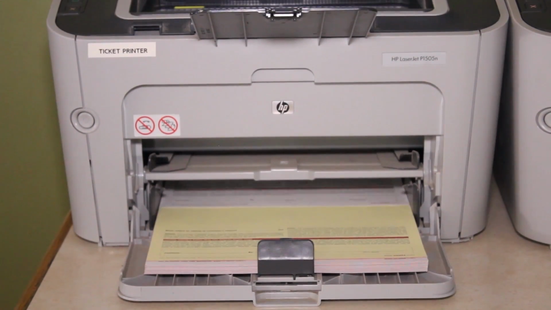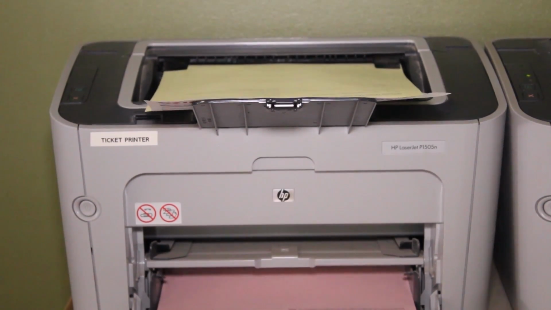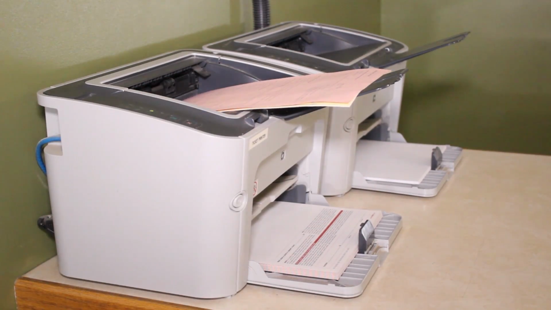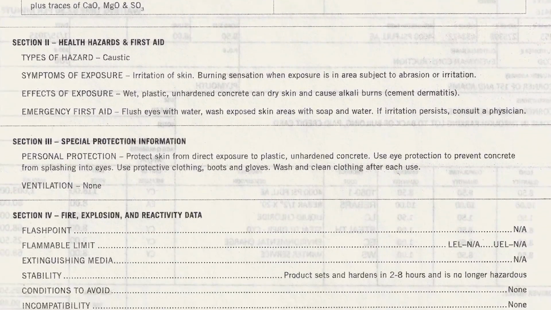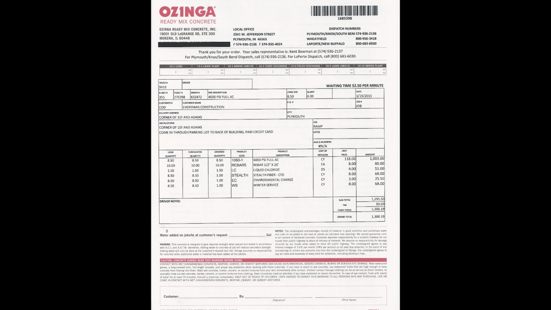The first thing you will notice is that 3 copies of a ticket will print. The white copy should come back to the plant to be used by the billing department. The yellow and red copies are to be given to the customer. On the back of the ticket, you will find an SDS for ready mix concrete. Here's a sample ticket we can use to show you all the sections of a ticket and what they mean.